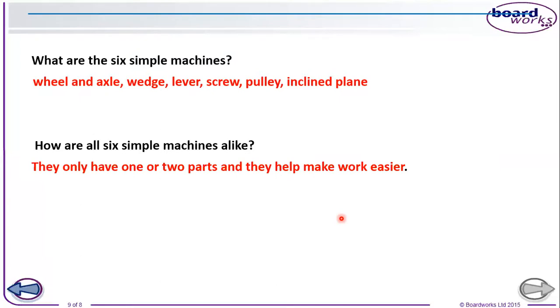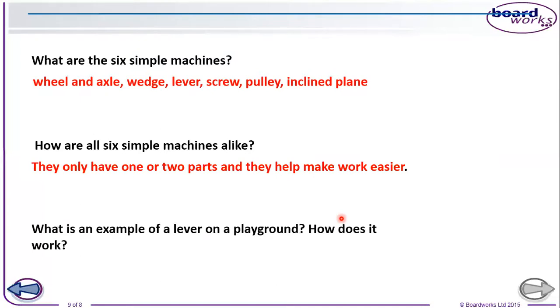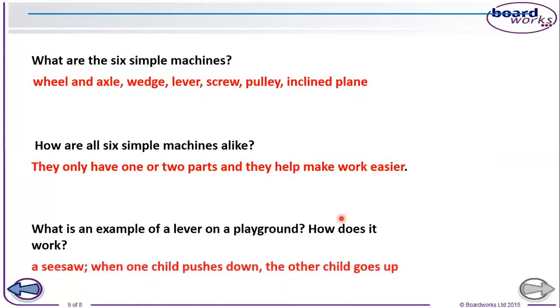Another question on the lesson. What is an example of a lever on a playground? How does it work? In a playground, we have a kind of simple machine. Yes, a seesaw. Did you play with the seesaw? Excellent. When one child pushes down, the other child goes up.